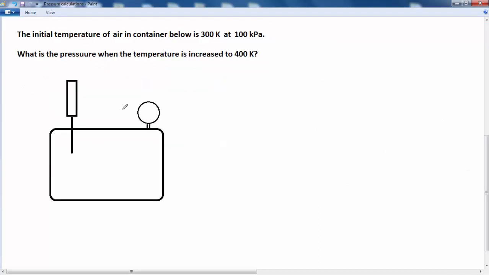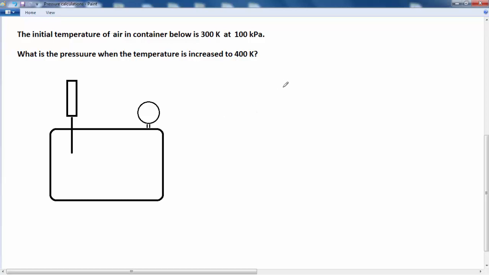The other type of calculation that you might encounter is one where you have a constant volume and you have to calculate the pressure due to a change in temperature. So in this problem we have a container where the initial temperature of the air is 300 Kelvin at a pressure of 100 kilopascals, and we need to find the pressure when the temperature is increased to 400 Kelvin.